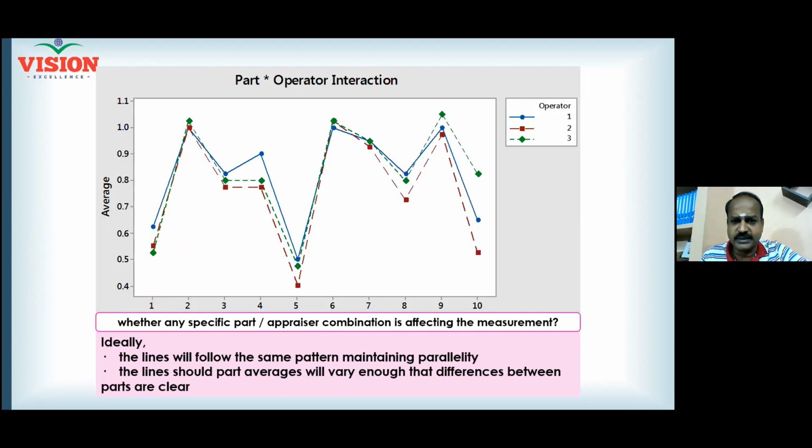This is the pattern followed by operator 1 while moving from 1 to 2. How should operator 2 maintain it? He should also maintain the same rhythm, isn't it? Because both are measuring the same part. So he should also go up.